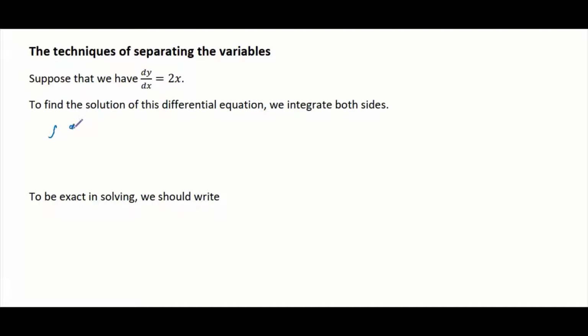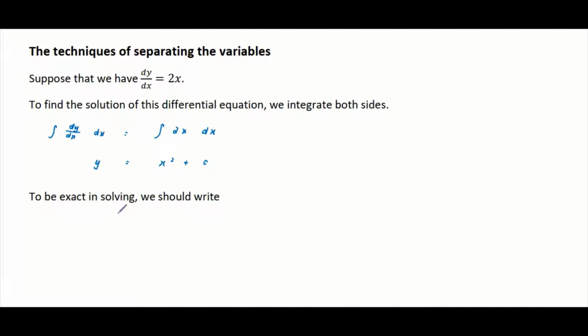So we integrate dy/dx with respect to x, and then we also integrate 2x with respect to x. We know that when we integrate dy/dx, we get y, and when we integrate 2x, we get x squared plus c. Normally we remember it in such a way that when you integrate dy/dx, you get y. So this is how we do it normally.